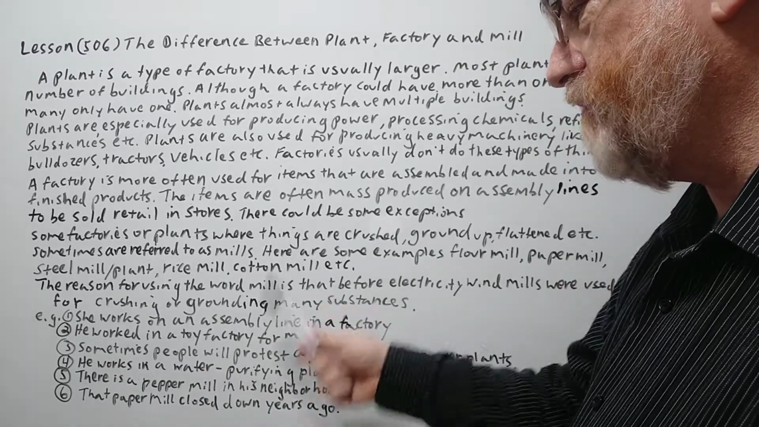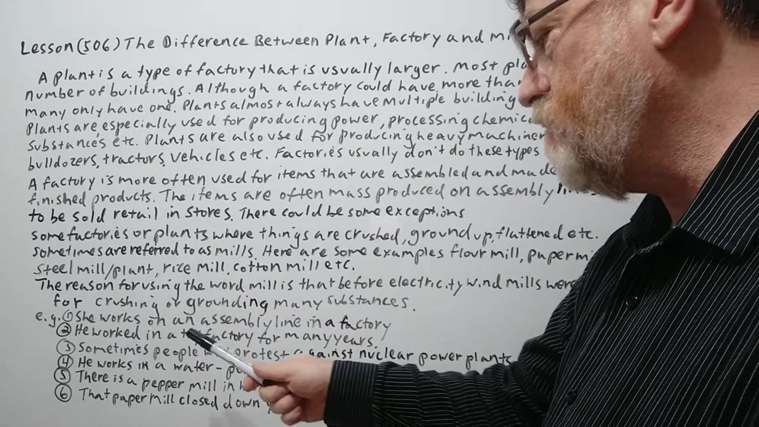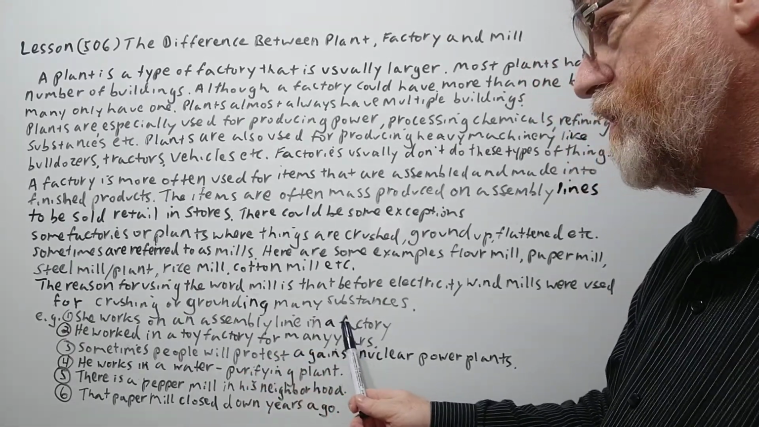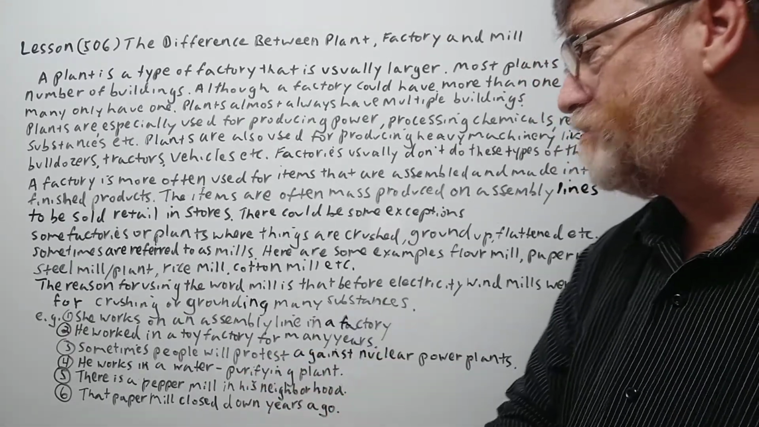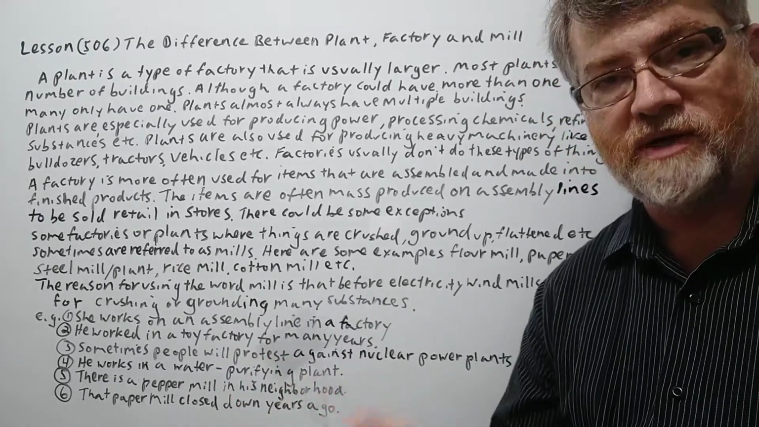Okay, and we have 6 examples to kind of cover these. All right, here's the first one. He worked in a toy factory for many years. All right, that was actually number 2. Here's number 1. She works on an assembly line in a factory.